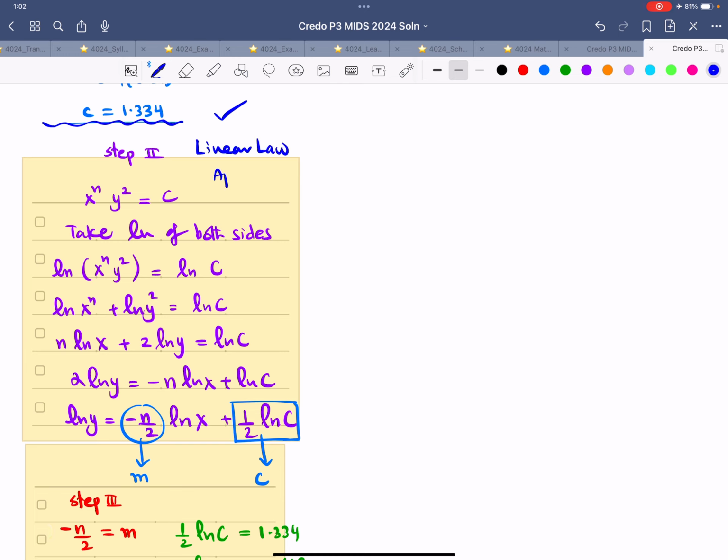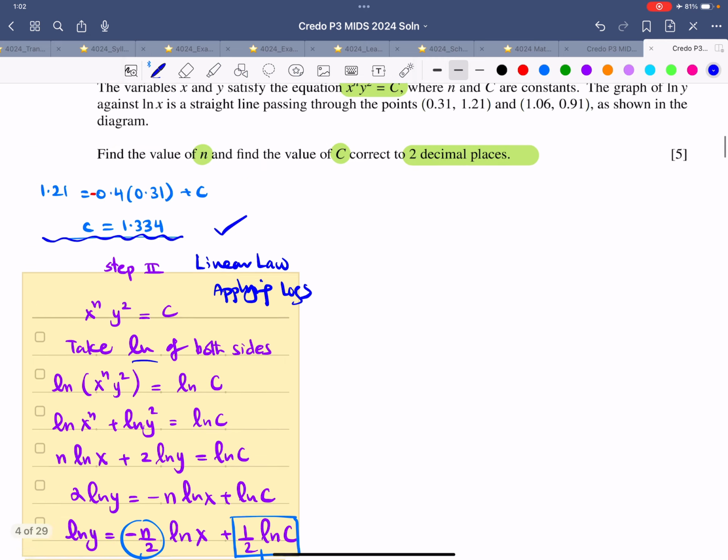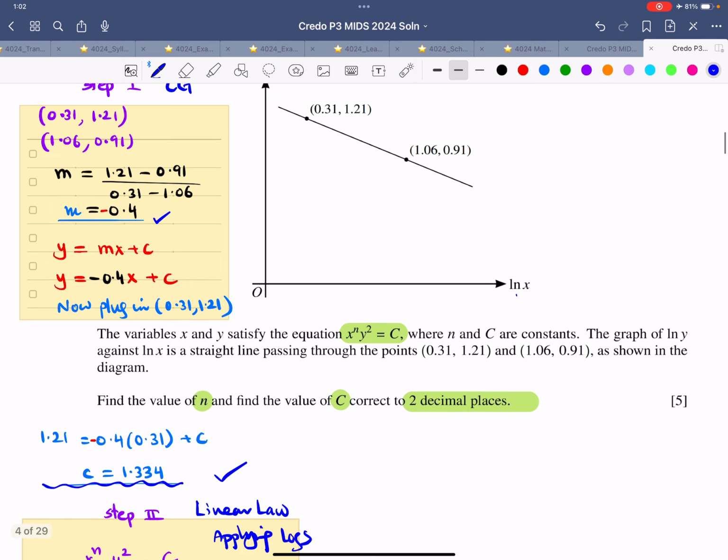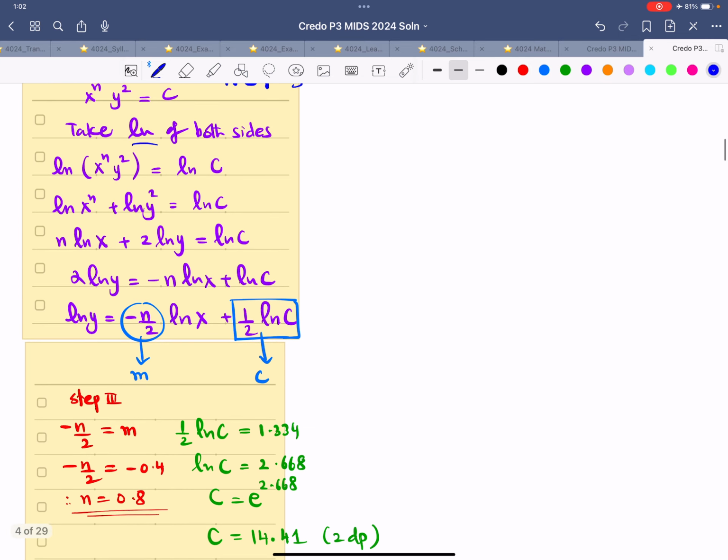This is about applying the rules of logs. So now we take ln of both sides because we see there is natural log written over here. If it was lg, we would have taken lg of both sides. Now, when we take ln of both sides, the multiplication rule applies. It changes into addition. This power rule applies. This power comes down and multiplies.